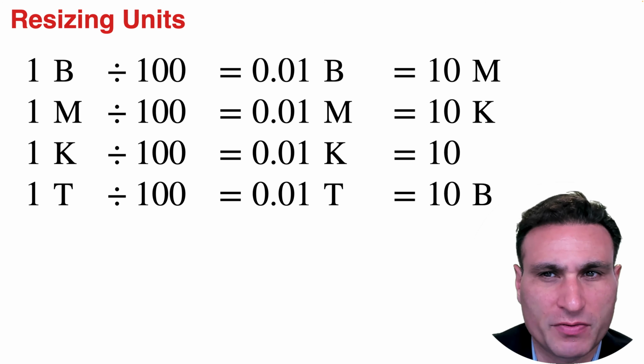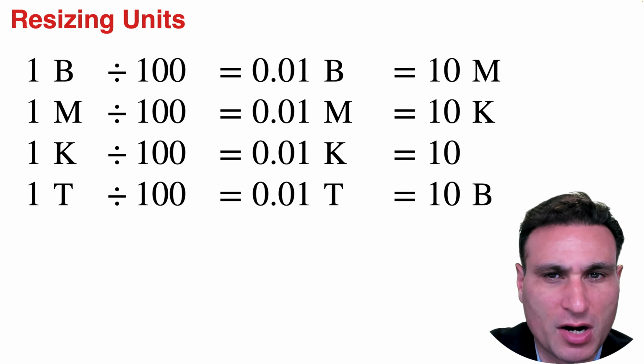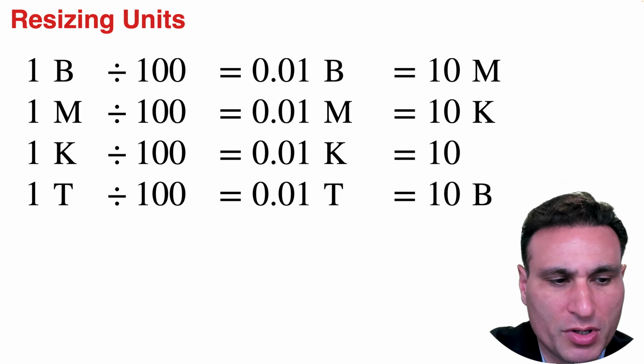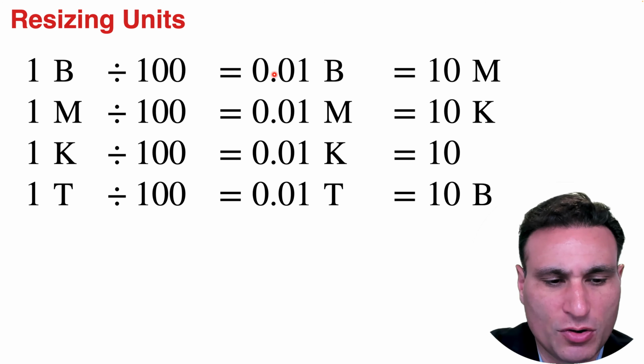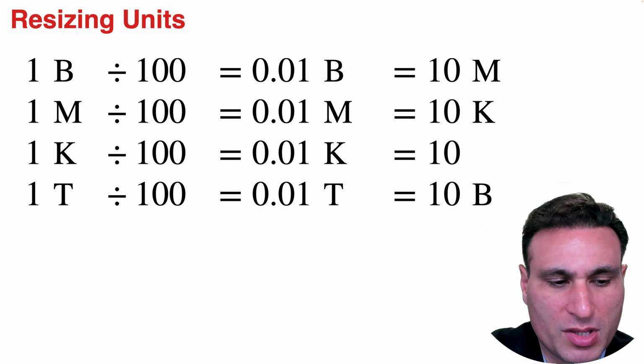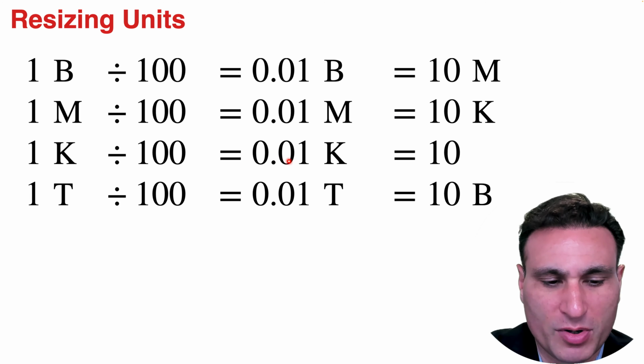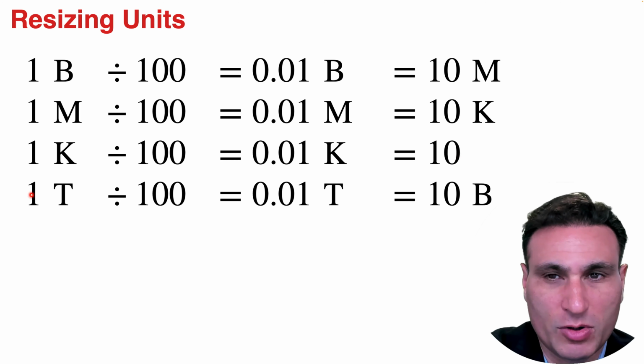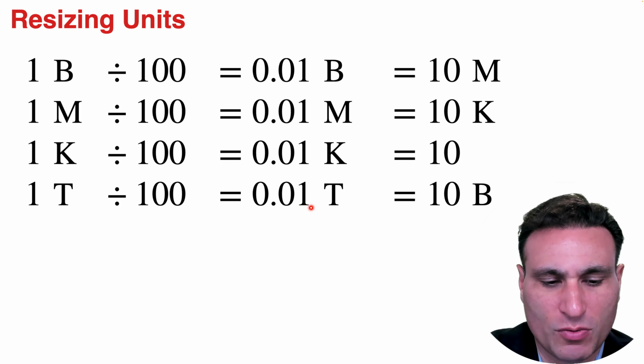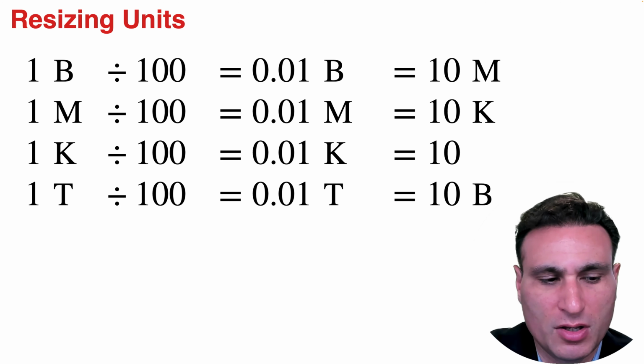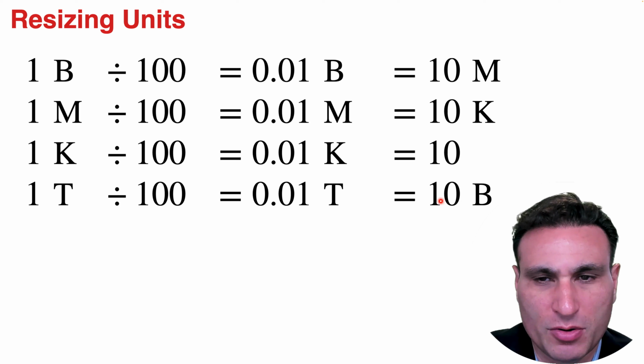Here are some additional facts for resizing units. The point here is that hundredths of a unit are tens of the next smaller unit. 1 billion divided by 100 is 0.01 billion, which is 10 million. 1 million divided by 100 is 0.01 million, which is 10,000. 1,000 divided by 100 is 0.01 thousand, which is 10. And 1 trillion divided by 100 is 0.01 trillion, which is 10 billion. So 1/100th of a unit is equal to 10 of the next smaller unit of magnitude.